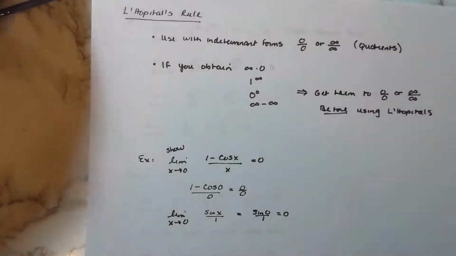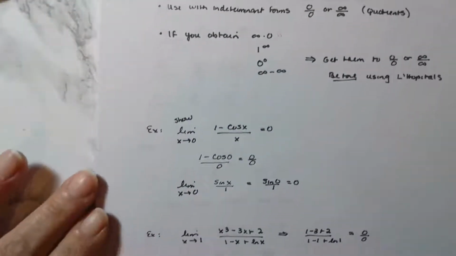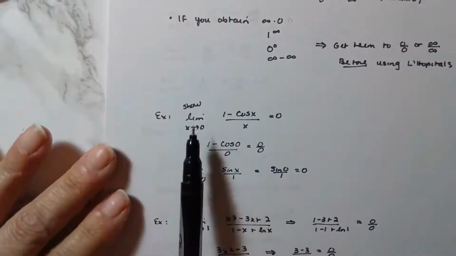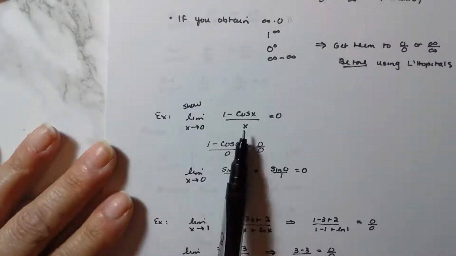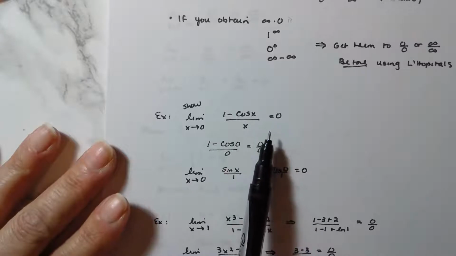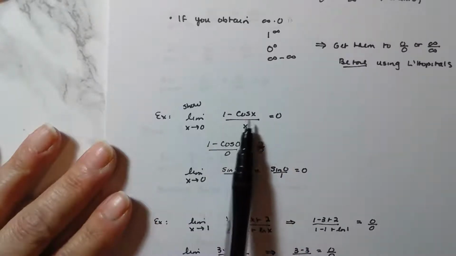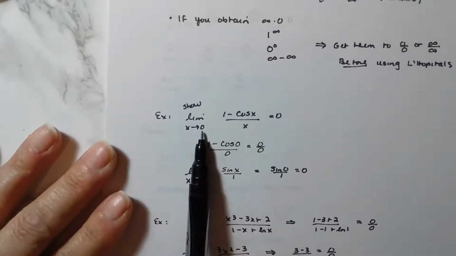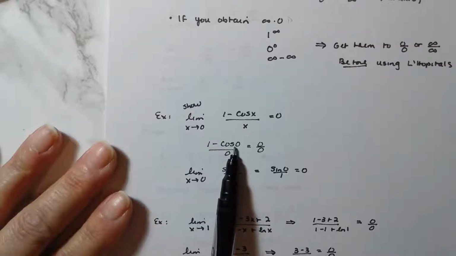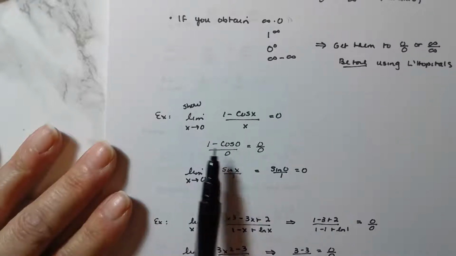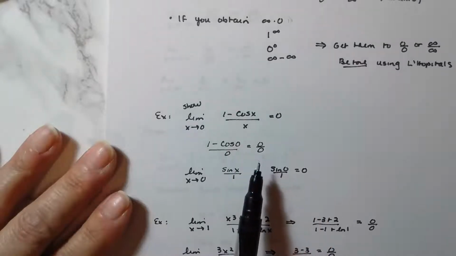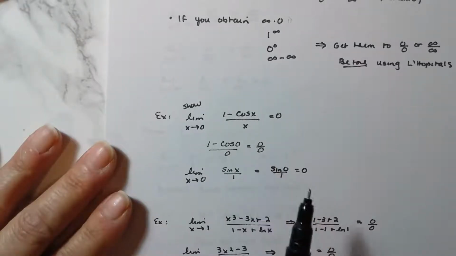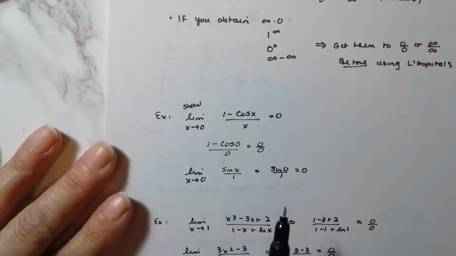All right, so let's do a couple of simple examples. For example, you want to show that the limit as x approaches 0 of (1 minus cos x) over x is equal to 0. If you plug the 0 in right away, you get 1 minus the cosine of 0. The cosine of 0 is 1, so you have 1 minus 1, which is 0 over 0. So immediately you have that 0 over 0 form, and that's your red flag that you need to use L'Hopital's rule.